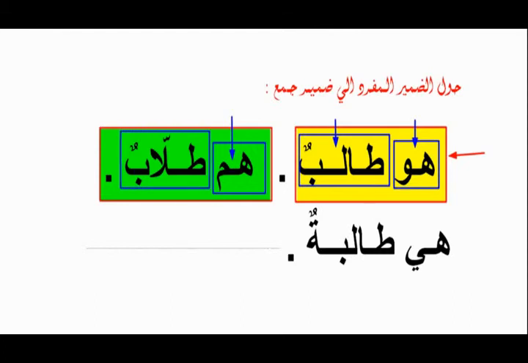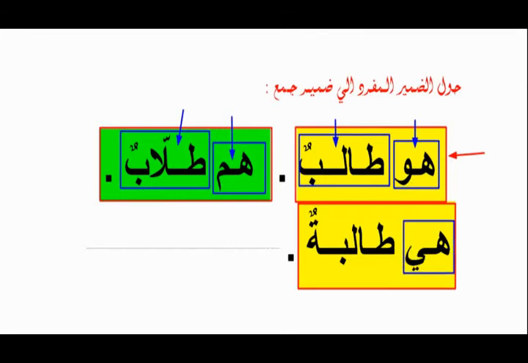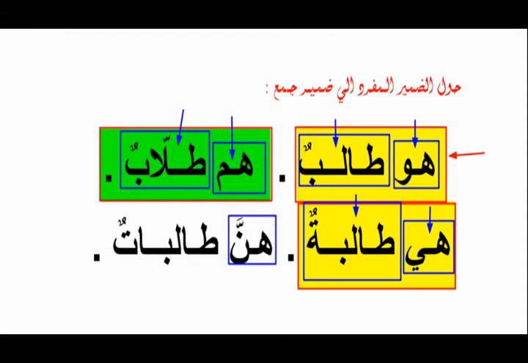Okay, let's take a look at the next one. Hiya talibatun. Now, if you've got hiya, what would it become? Because hiya is mu'annith, and of course it is mufrad, it is singular, if we want it to be plural, it would become hunna. Hunna talibatun. And there you have it, brothers and sisters.